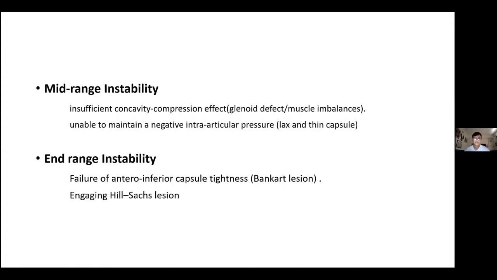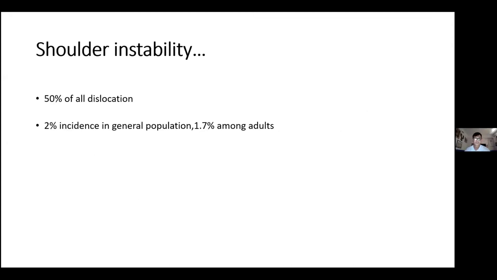Instability is caused by failure of the anterior inferior capsulolabral complex, mainly the Bankart lesion and its variants, and the engaging Hill-Sachs lesion. We'll come to the detail of each pathological lesion in the coming slides.